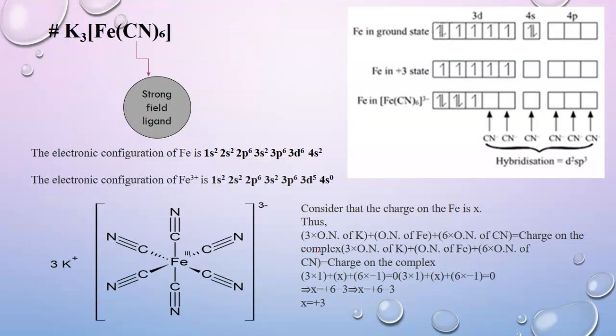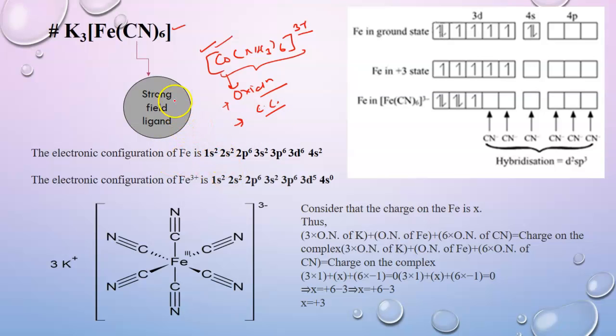The examiner can ask you to explain the diamagnetic nature of any complex like this, or they can give a complex like hexaamminecobalt(III). First of all, you have to calculate the oxidation state. You have to write the electronic configuration. This is just for your ease, so that you can easily calculate your magnetic moment and find out the nature of the complex. Ultimately, you will be able to understand whether it is an inner or outer orbital complex.